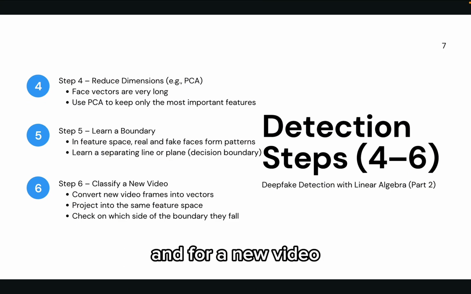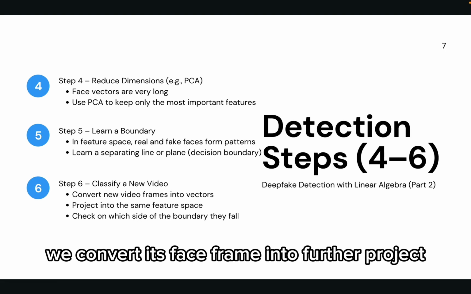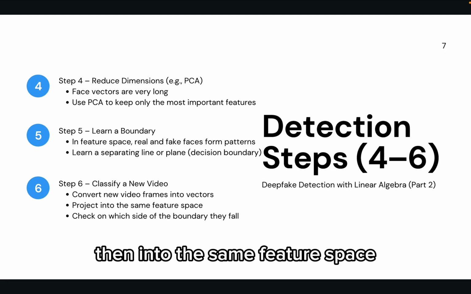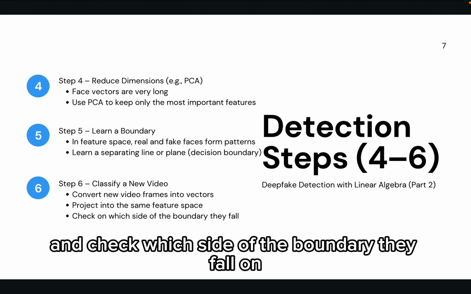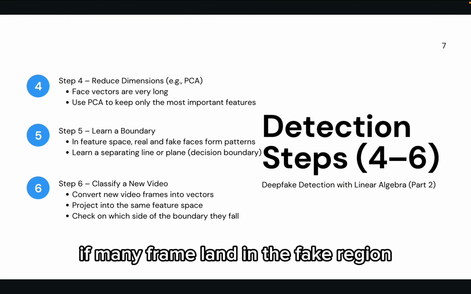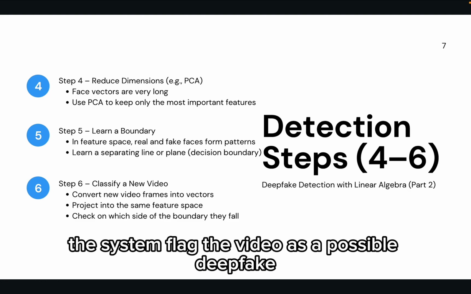For a new video, we convert its face frames into vectors, project them into the same feature space, and check which side of the boundary they fall on. If many frames land in the fake region, the system flags the video as a possible deepfake.